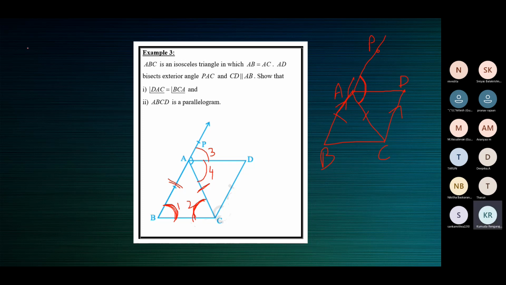And we need to prove what? What do we have to prove, children? You tell me using numbers. We need to prove this, right? So using numbers, we need to prove that angle 2 is equal to angle 4. Let me write that. We need to prove that angle 2 is equal to angle 4.